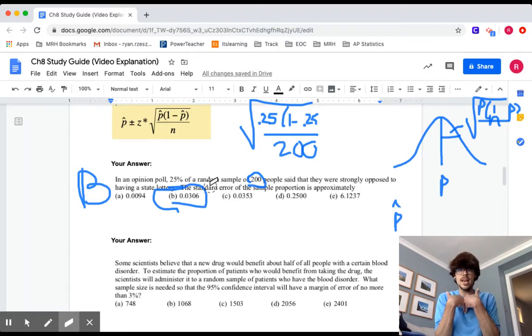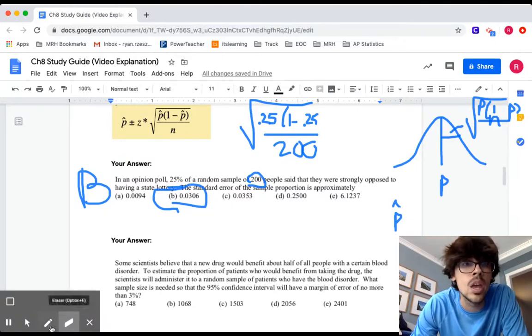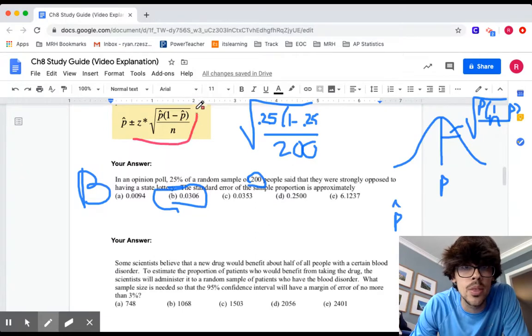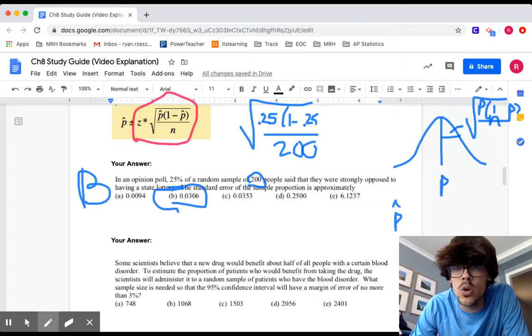You start at p hat. The margin of error is what you add and subtract on each side to figure out how wide your interval is going to be. So when we do this problem, they are asking us to compute this guy right here. That's going to be our margin of error. And we want the margin of error to be no more than 3%.